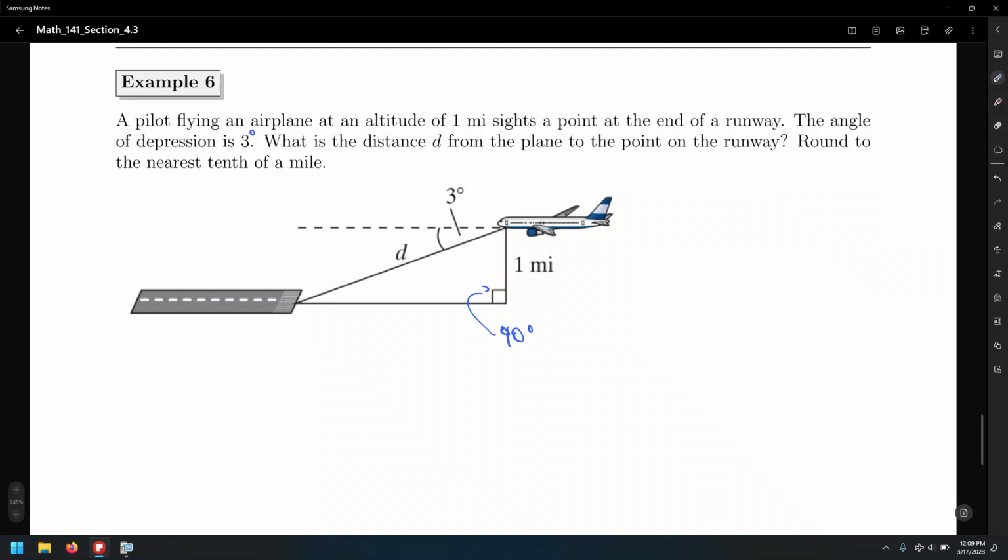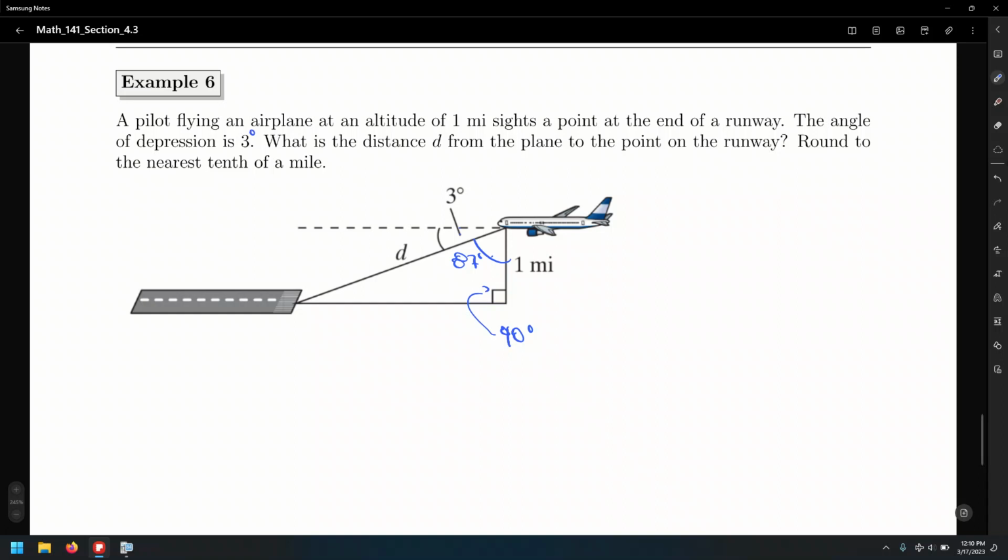We know that this angle between the airplane and the glide slope, in this case the slope at which the airplane is gliding to land, is 3 degrees. However, we know by complementary angles that the addition of these two angles is 90 degrees. So if this angle is 3 degrees, the complement of 3 degrees will be 87 degrees.